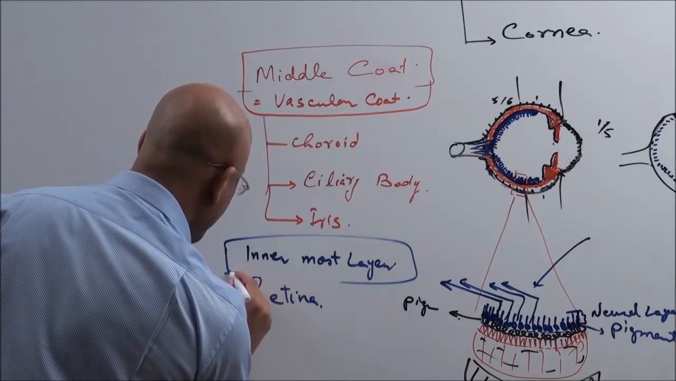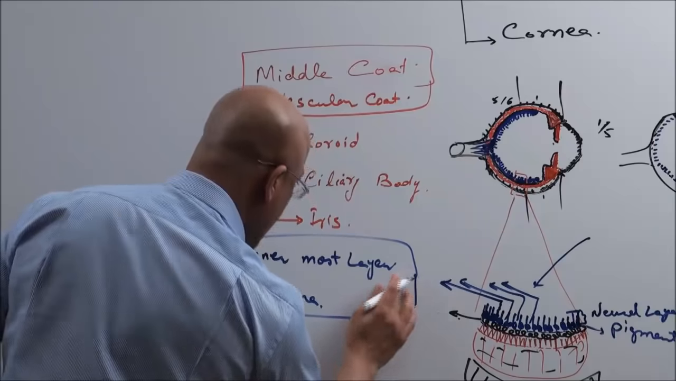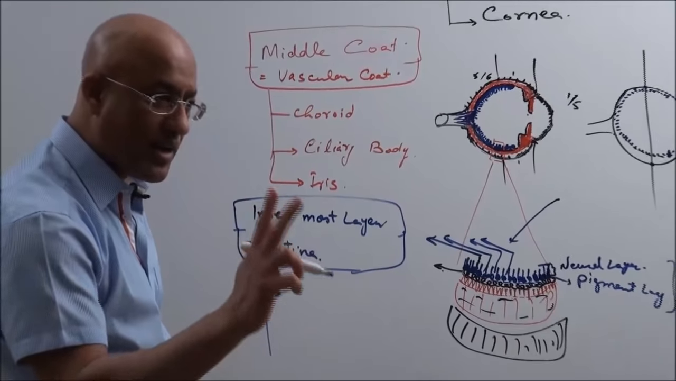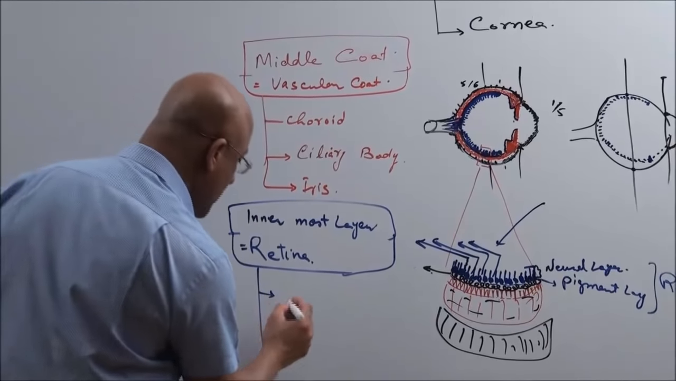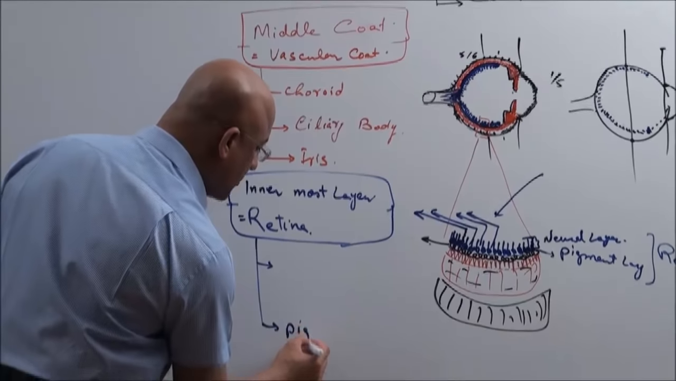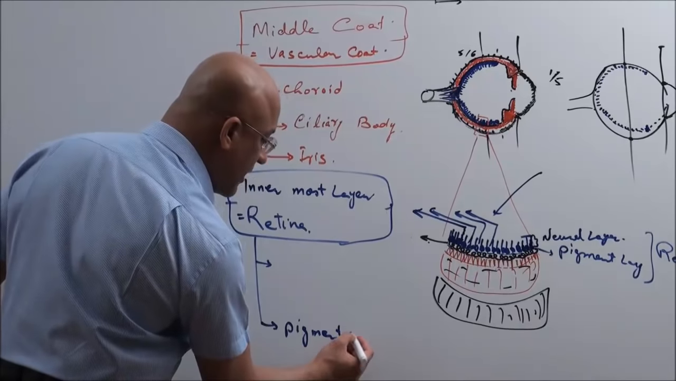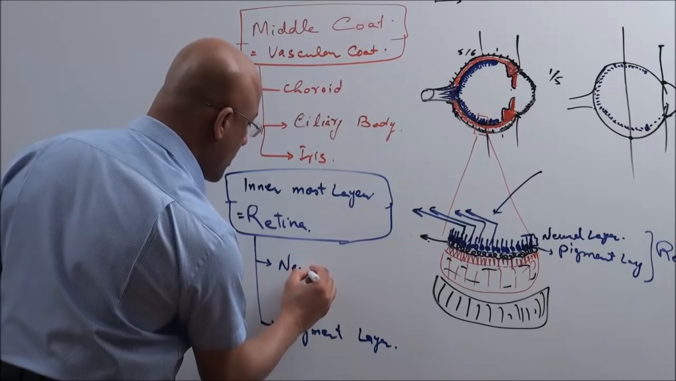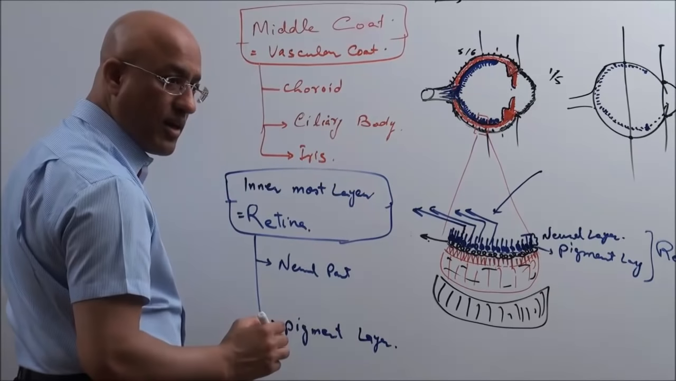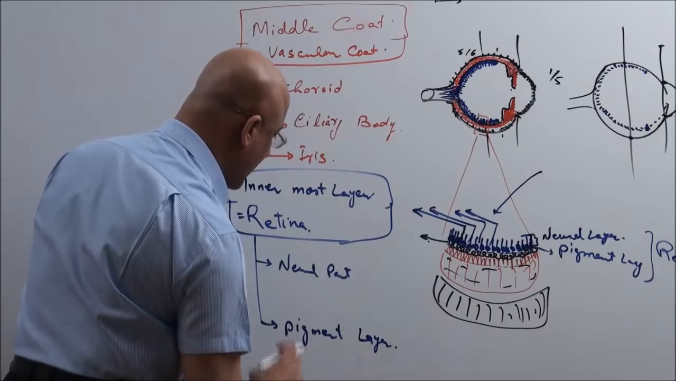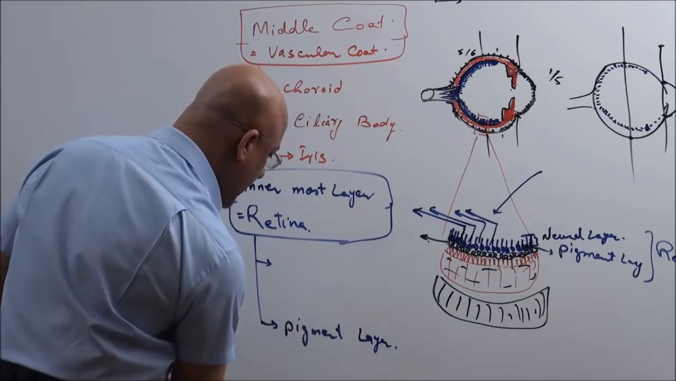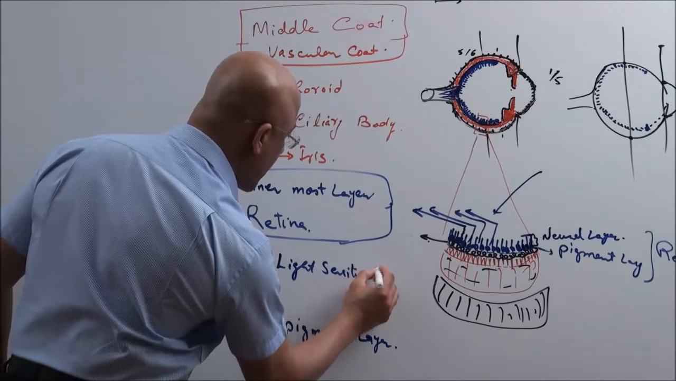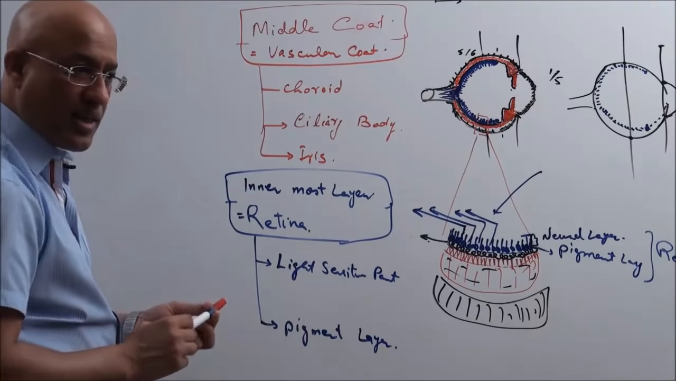And this retina itself has two parts, two layers. One is the pigment layer, which is the outward pigmented part, and then there is the neural part, or we can say the light sensitive part, which is a more appropriate concept. It is the light sensitive part, containing rods and cones. And what did I say?